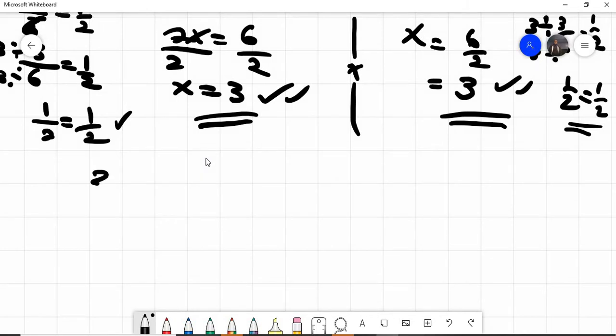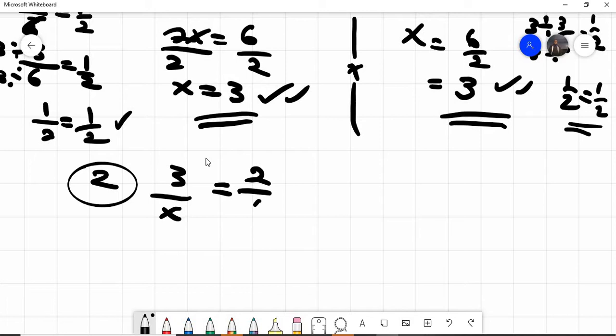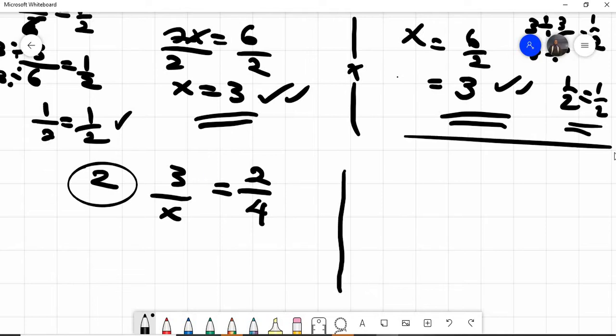Our second example, example 2, we're given 3 over x equals 2 over 4. So now, with 4 and x, we're gonna multiply both sides by 4x. So yeah, we're gonna do both ways, so then we're gonna be familiar with it. Okay, so this one, 3 over x equals 2 over 4.